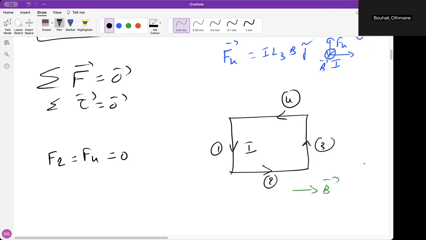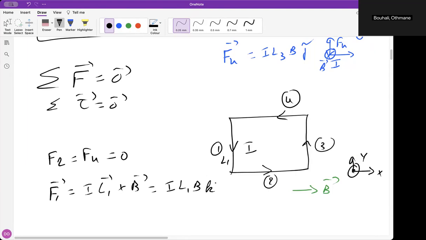So for F1, again, I will still keep x, y, and z. F1 will be I L1 cross B, and you can see L1 cross B will give you k. It will give you a force that is going out of the page. So it will give I L1 B k. So this side will have a force that is going out of the page.